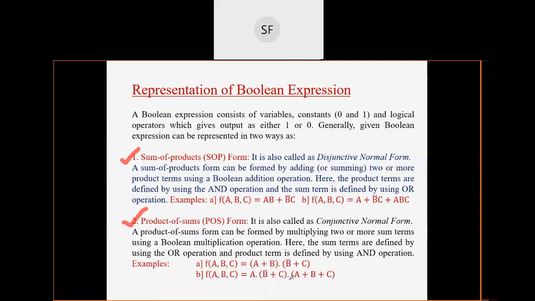Is there any difficulty in this slide? Basically, Boolean expression is represented in two forms. The first one is sum of product and second one is product of sum. I will just wait for a couple of minutes. If you are having any problem, then we can discuss.